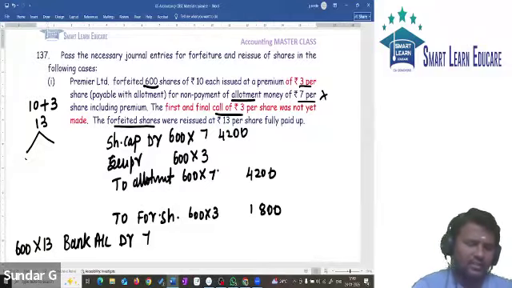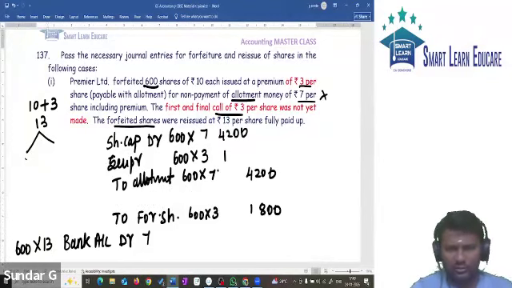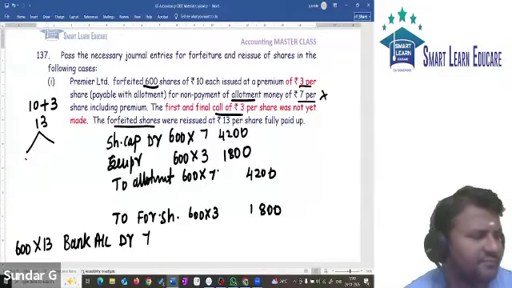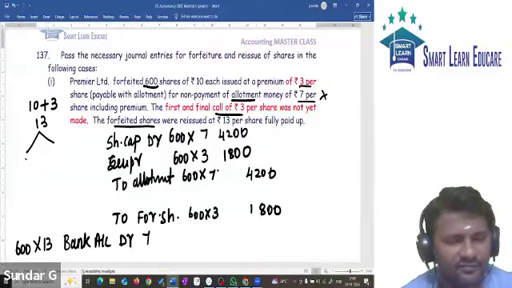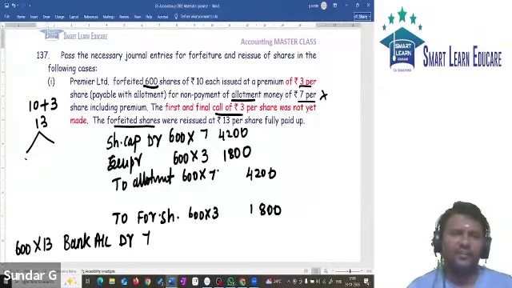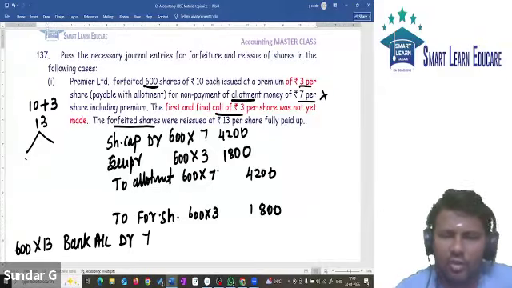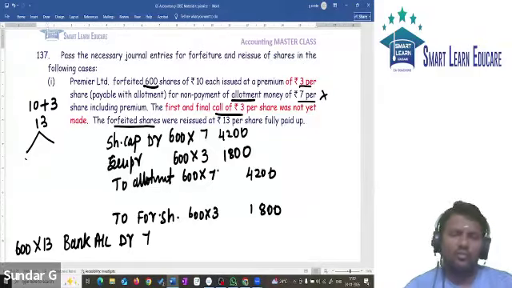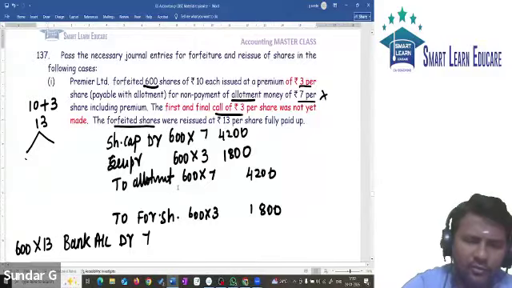Securities premium, 600 into 3, it is 1,800. To share allotment, 600 into 7, 4,200. To forfeited shares, it is 600 into 2. Okay? So share capital over, securities premium debit, securities premium not received, so it is debited. So now we will proceed further to reissue.